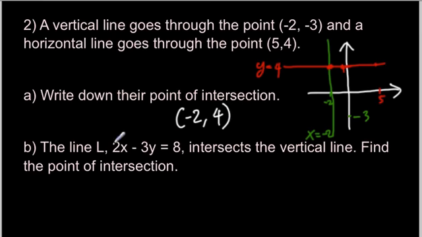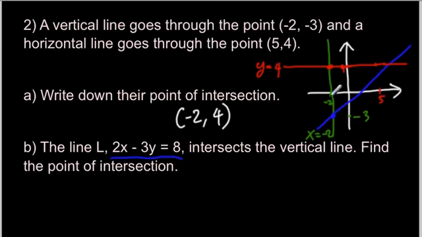And that's it. Now, the line L, 2x minus 3y equals 8, intersects the vertical line. Find the point of intersection. So in other words, there is some line, which is this equation right here, and it will intersect the vertical line. So in other words, it most likely goes something like this, right? And I'm just going to extend the horizontal line like that. So what we're looking for right now is the point of intersection right there.